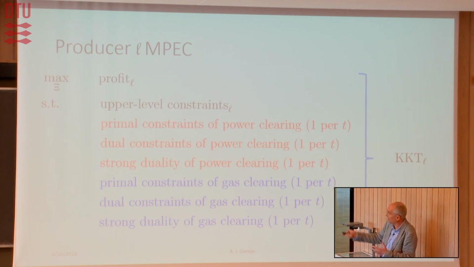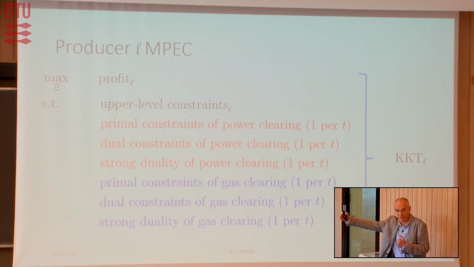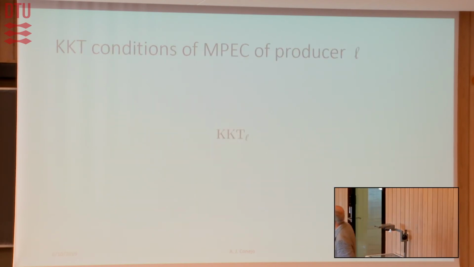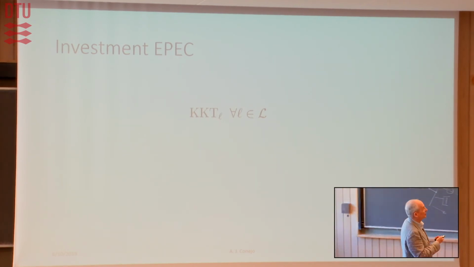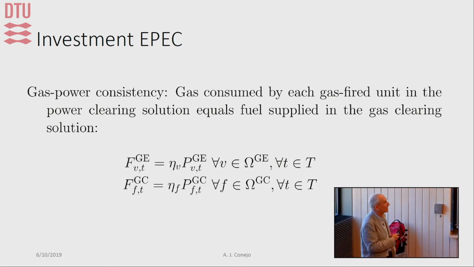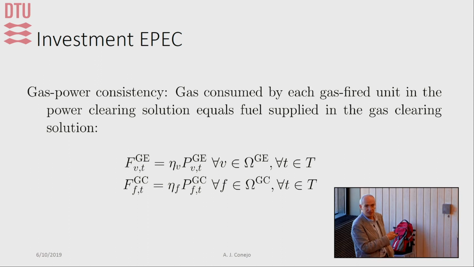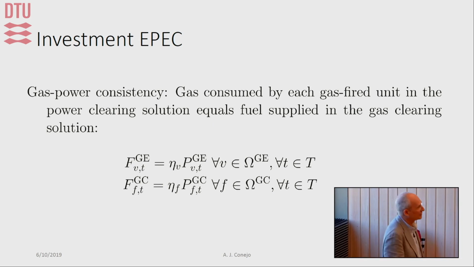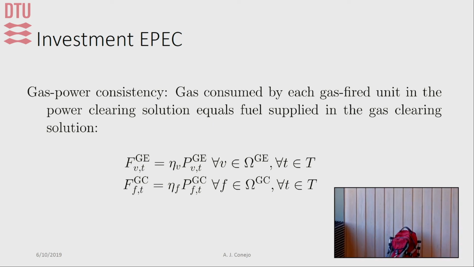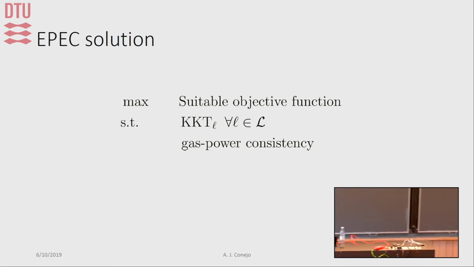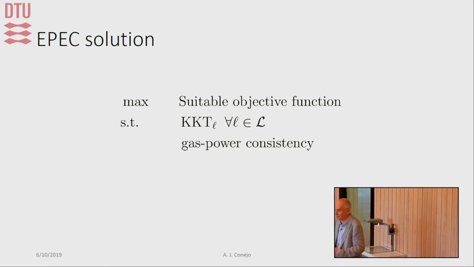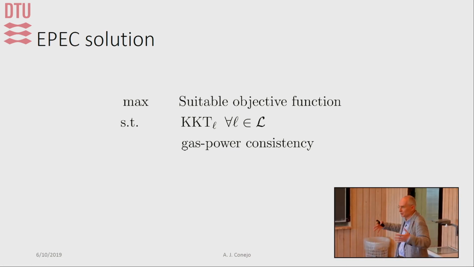They are critically important because we have to describe the whole life of the facility. And so these are the KKT conditions, and we want to solve them together for all the producers that are competing. Again, gas-power consistency: the gas that we use for electricity production has to be obtained from the gas system, so we have to embed this kind of thing inside there. And so we solve this MPEC, which is similar to the other one but much bigger, because we have many operating conditions inside, and we have new variables, which are the investment variables.